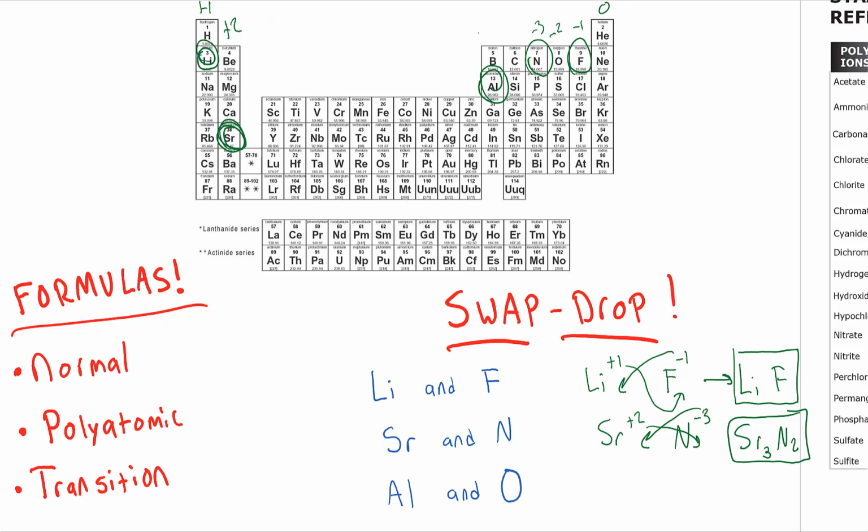Well, aluminum is right here. It's in the 3 plus column. Oxygen is right here. It's in the 2 minus. So Al 3 plus, O 2 minus. Take the numbers, swap and drop them down. Probably should have been doing this in different colors.